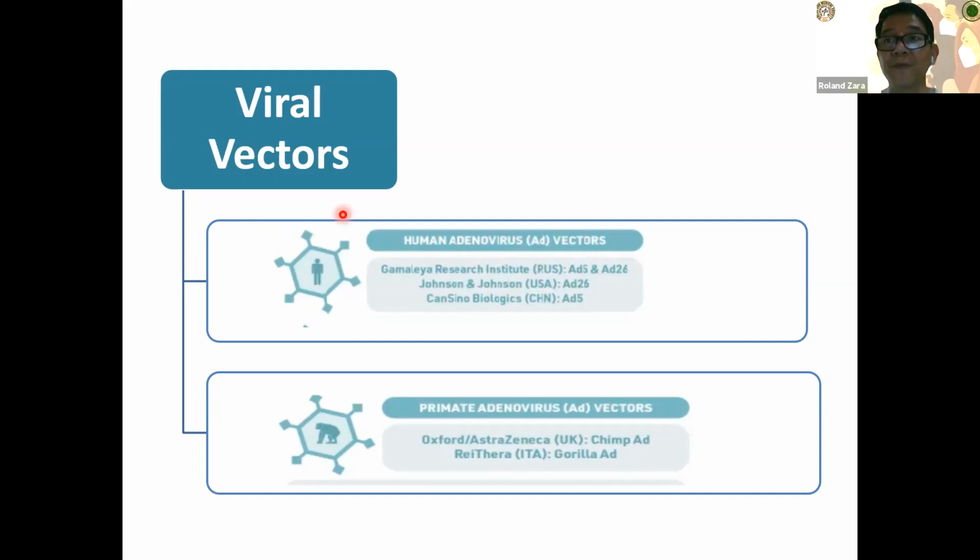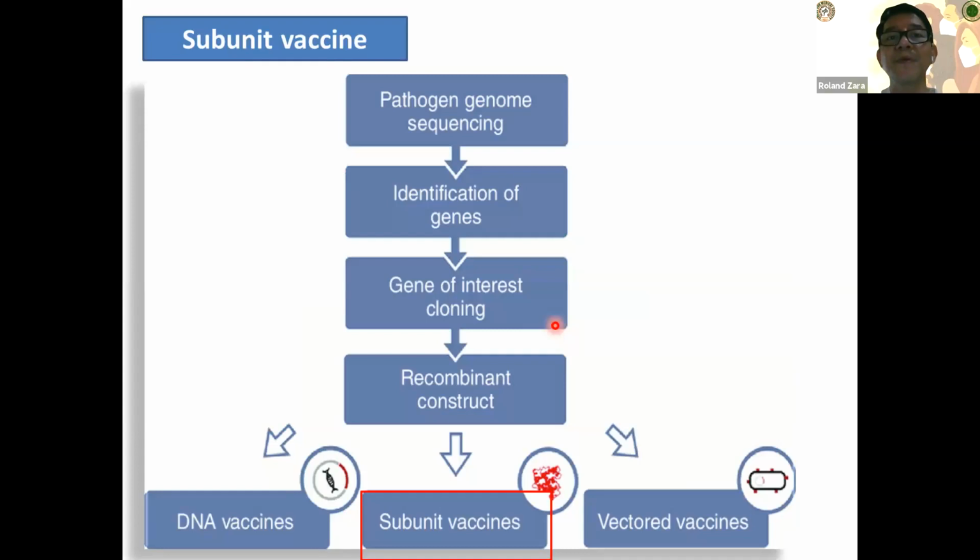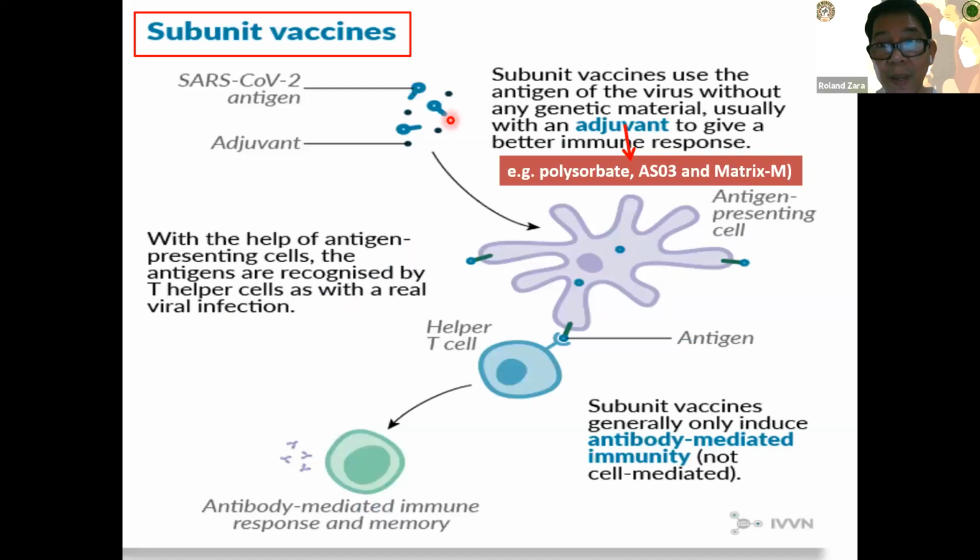Okay, so you have the subunit vaccine. What is only given to you is the spike protein. When the spike proteins are injected, they are recognized by your antigen presenting cells, which present the antigen to the helper T cells to produce antibody. So this is still antibody mediated immunity, not cell mediated, just like your inactivated COVID-19 vaccine.